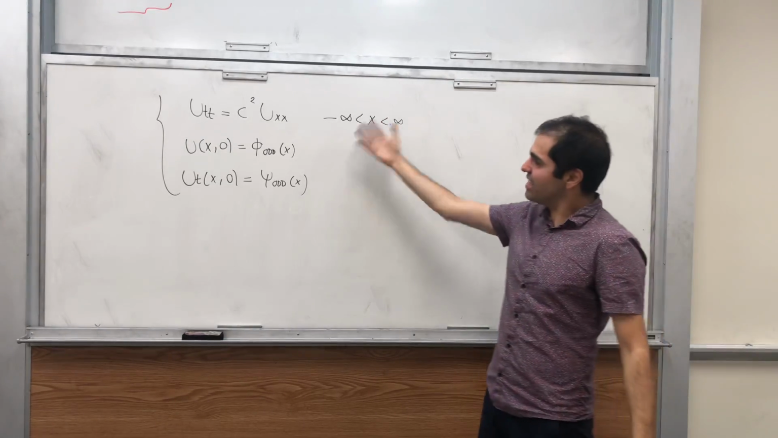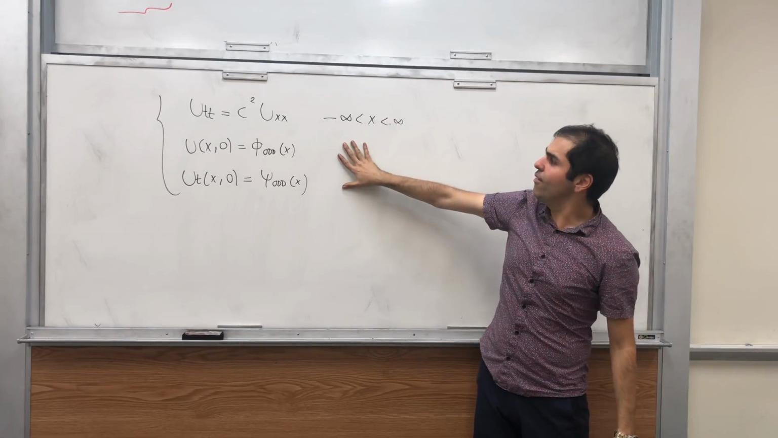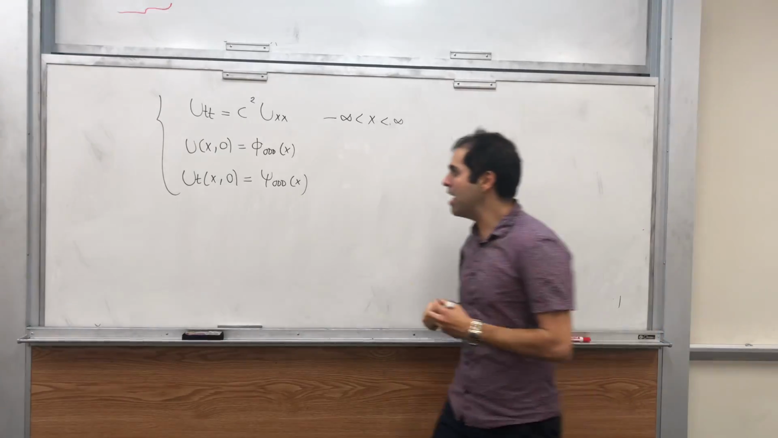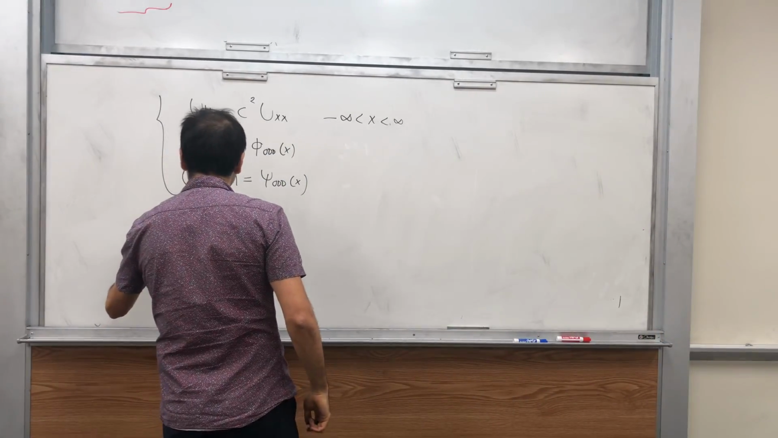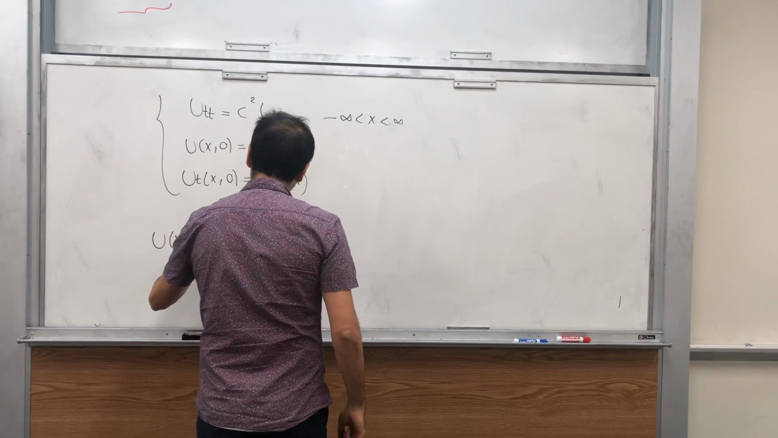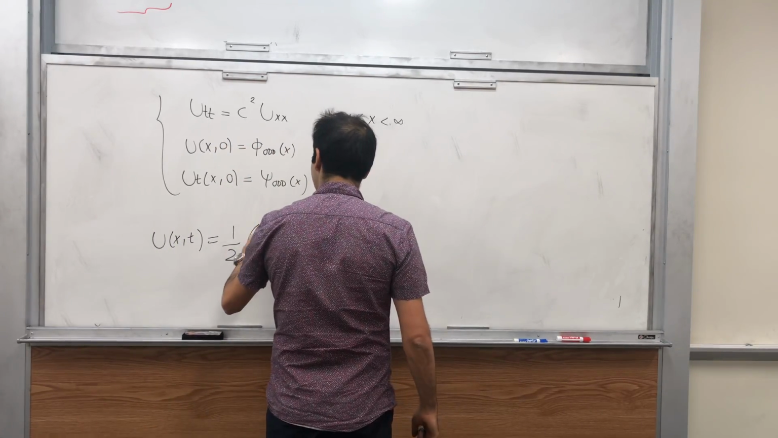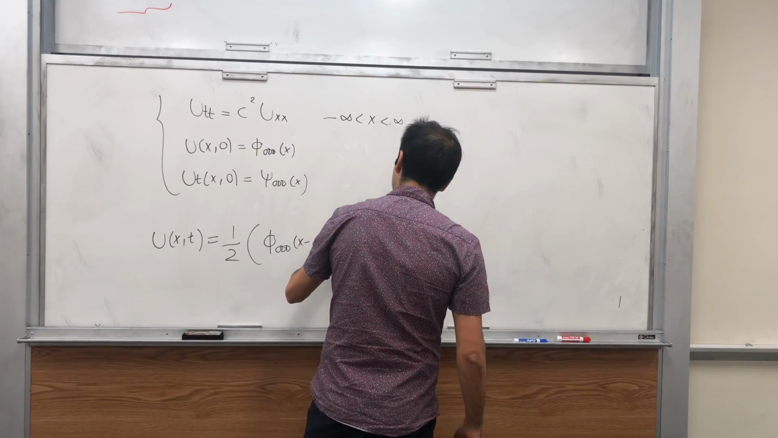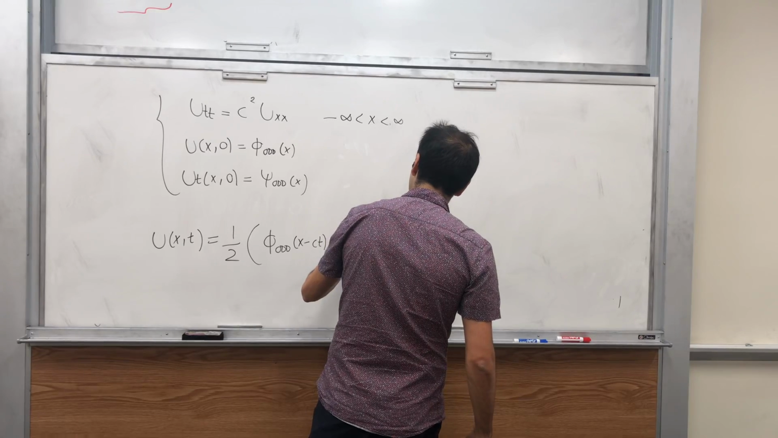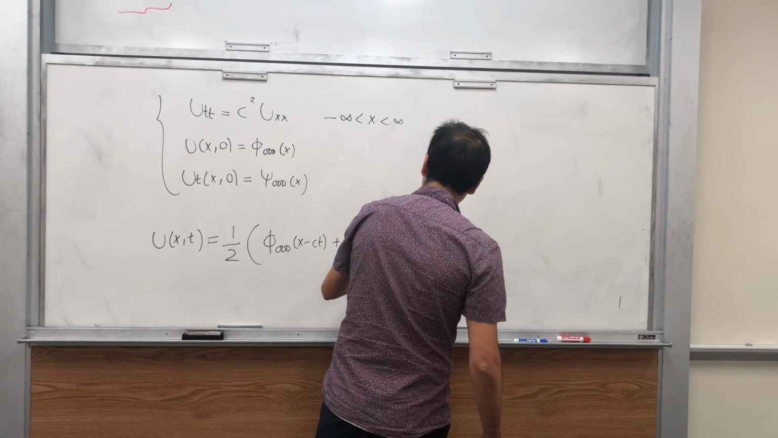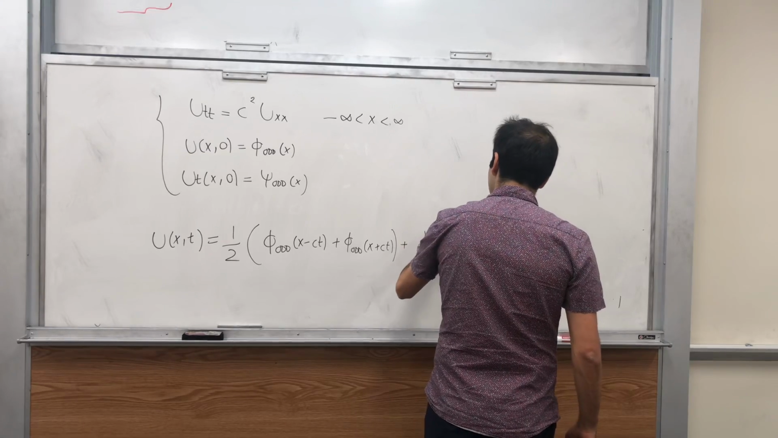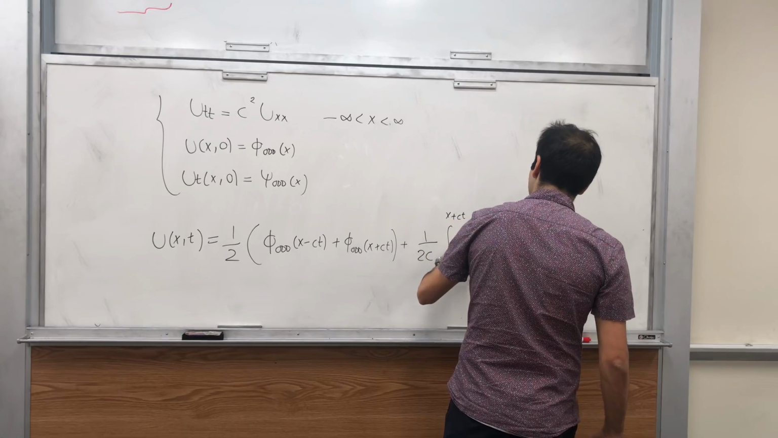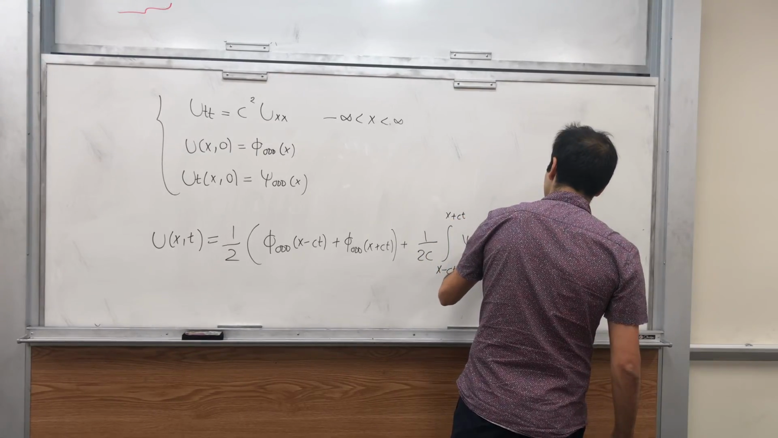Okay, so now solve u_tt = c² u_xx, again on the whole real line, with initial condition φ_odd and initial velocity ψ_odd. The cool thing is this becomes a wave equation on the whole real line, so we can solve it using d'Alembert. d'Alembert says u(x,t) is 1/2 [φ_odd(x − ct) + φ_odd(x + ct)] plus 1/(2c) times the integral from x − ct to x + ct of ψ_odd(s) ds.